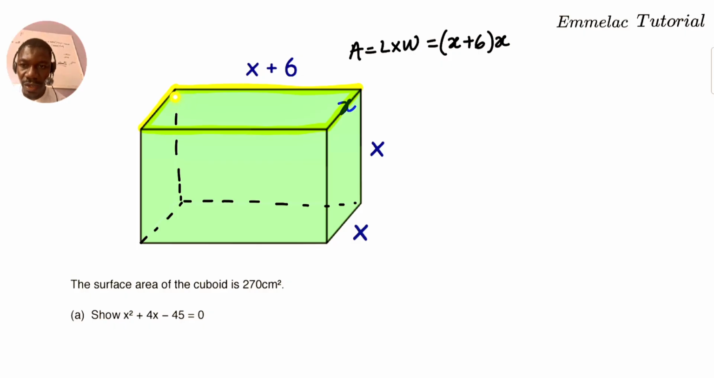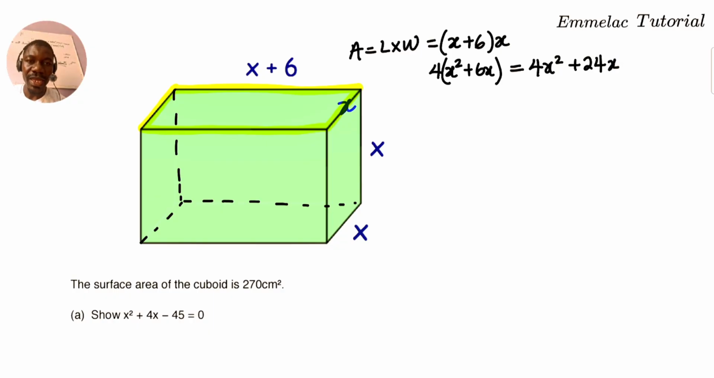And if we check the number of surfaces that are similar to this, we see there are 4 of this kind of surface. So here we can multiply the whole of this by 4. So here we have 4 times, take note, when we multiply x through by x plus 6, we end up having x squared plus 6x, and when we expand this, we end up having 4x squared plus 24x.